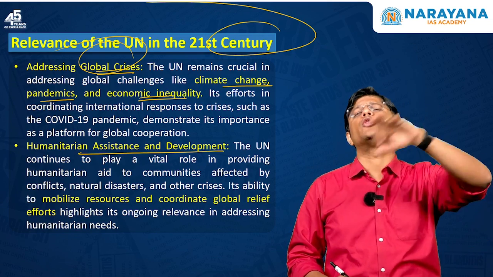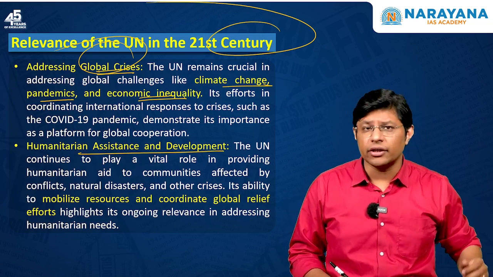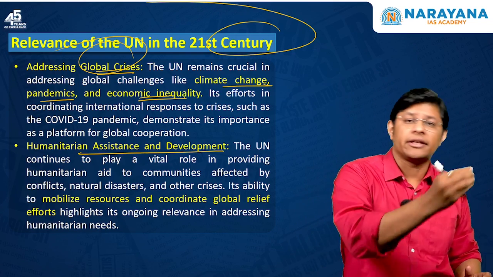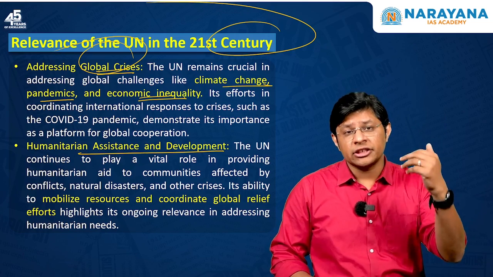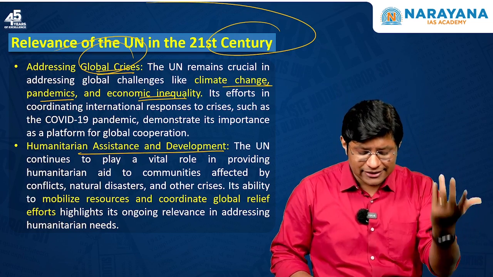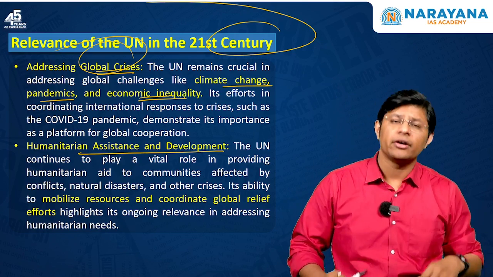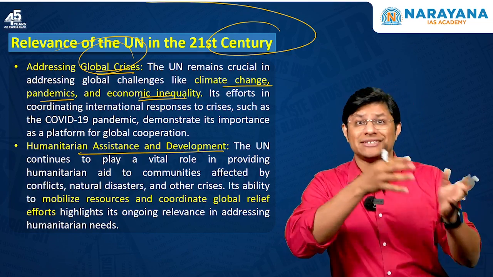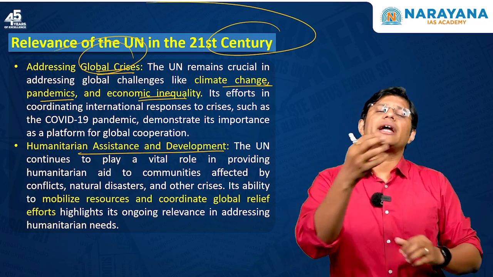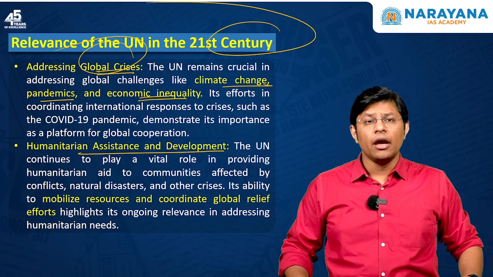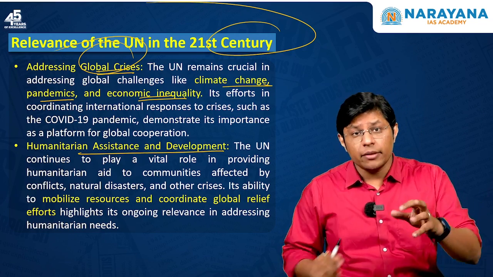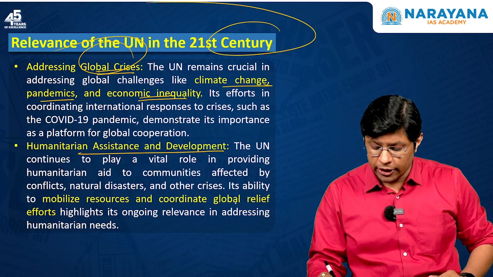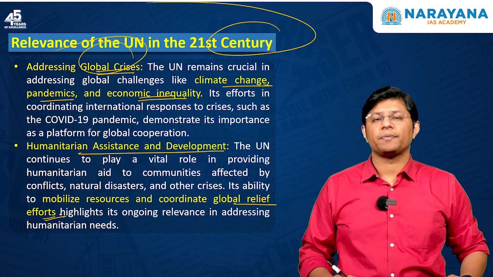Second is the humanitarian assistance and development. Now, because of the global conflicts happening around the world, which body is responsible for providing humanitarian aid? It is only the United Nations that can provide humanitarian assistance, especially whenever any part of the world is affected because of natural disasters, global conflict and other crises. So, the United Nations is the only body which can mobilize resources from different countries and coordinate the global relief efforts.